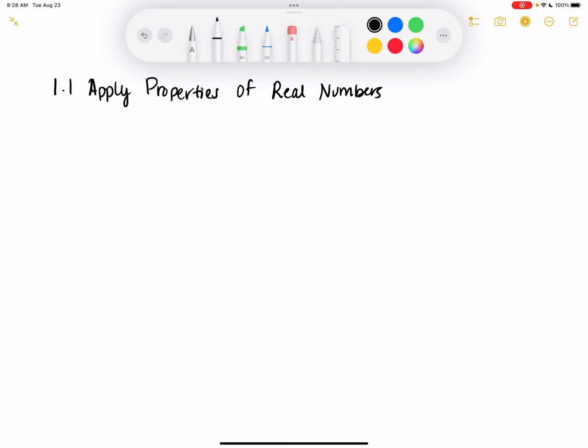It'll clear up in a second. All right, so we're going to start with the examples. The first ones say to identify the property that the statement illustrates.